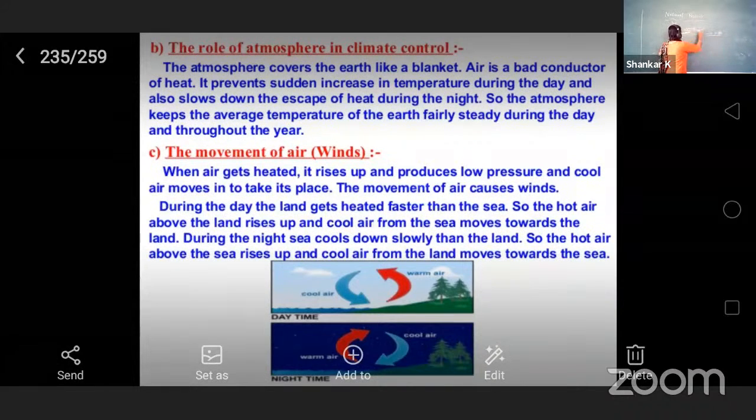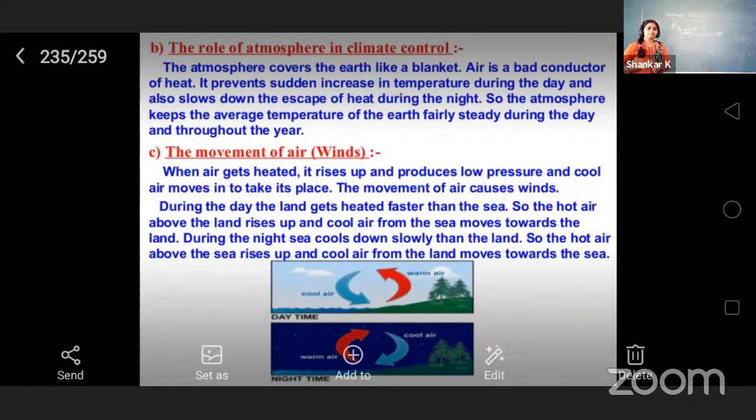If you get these ultraviolet rays, you may get skin diseases, eye problems, and diseases like cancer. So these diseases are prevented by the ozone layer, which protects us from ultraviolet rays. Ozone layer, we have heard this. The atmosphere covers the earth like a blanket. You know what a blanket means, okay?